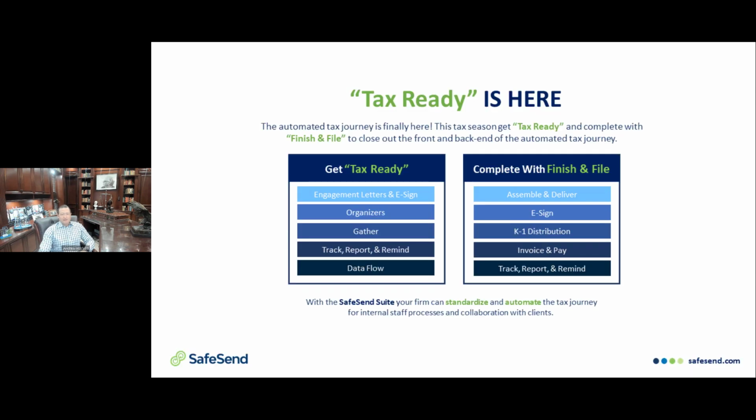So Tax Ready is just all about the front end. Tax Ready is just about engagement letters and e-sign of engagement letters, 7216s, et cetera. Stuff you need up front. Organizers being filled with PDF forms, gathering source documents, tracking, reporting, reminding, and then data flow from the front end to the middle parts. You can ultimately get to the back end so you can complete with finish and file.